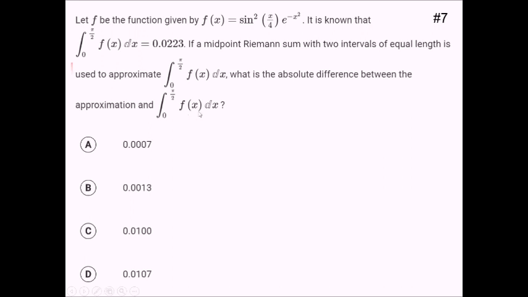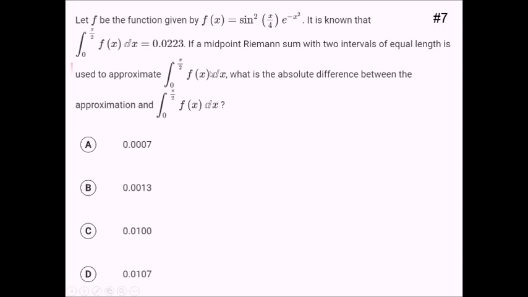So first, let's start by getting our midpoint Riemann sum. And since I'm doing this on the calculator, I'm going to store my answer to this as a constant. I'm going to store it as m. So to get the midpoint Riemann sum, first we need to know what intervals we're dealing with. We're going from 0 to pi over 2. We've got two intervals of equal length, so that means each one must be a length of pi over 4.